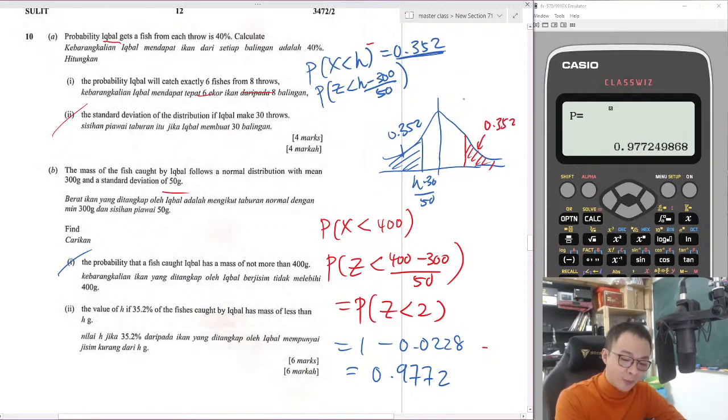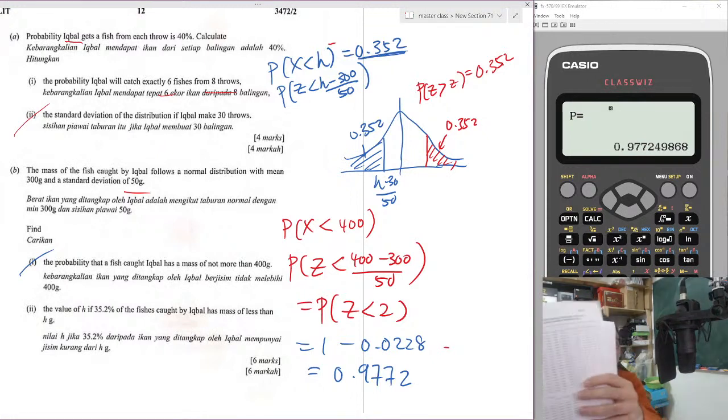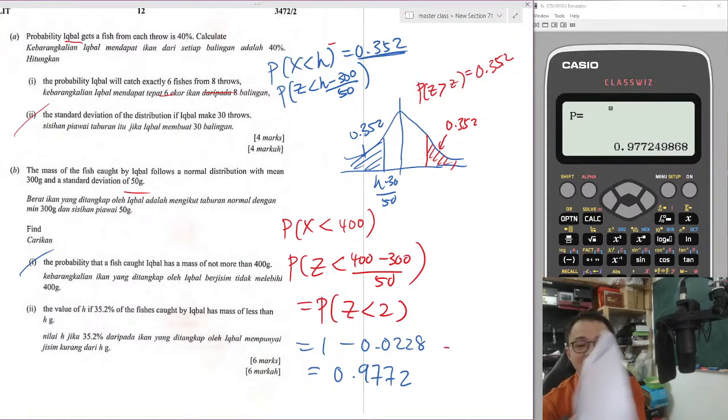So what I read here is, I will call Z bigger than small letter z equals 0.352. Then what you need to do is go to the table and find 0.352, and then you will get a Z answer, and then you add a negative to it. So if I use a table here, make sure you find inside the table. Don't look at the edges, you want to find from the inside here.